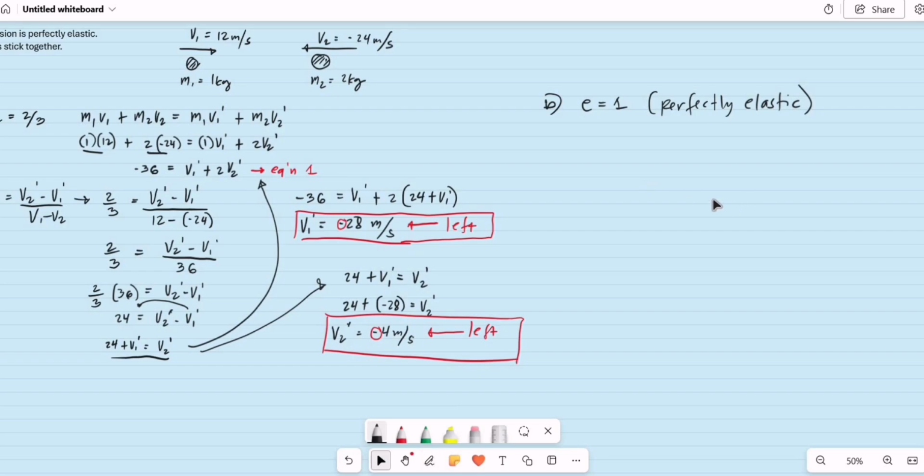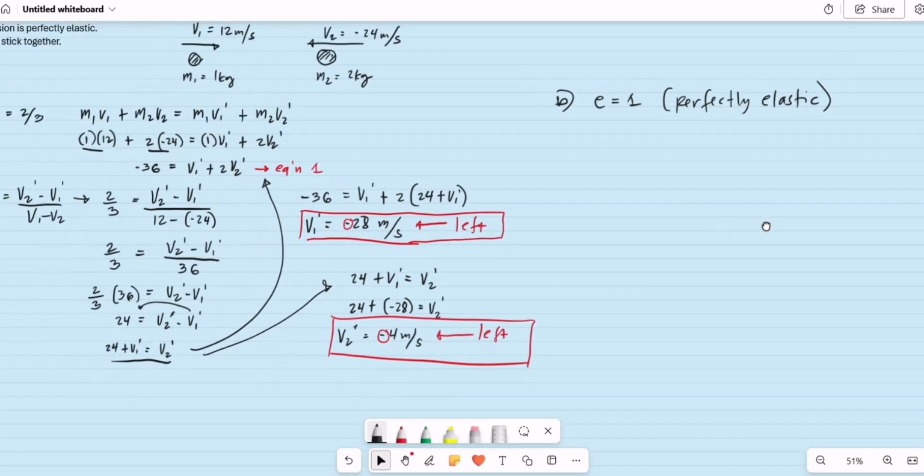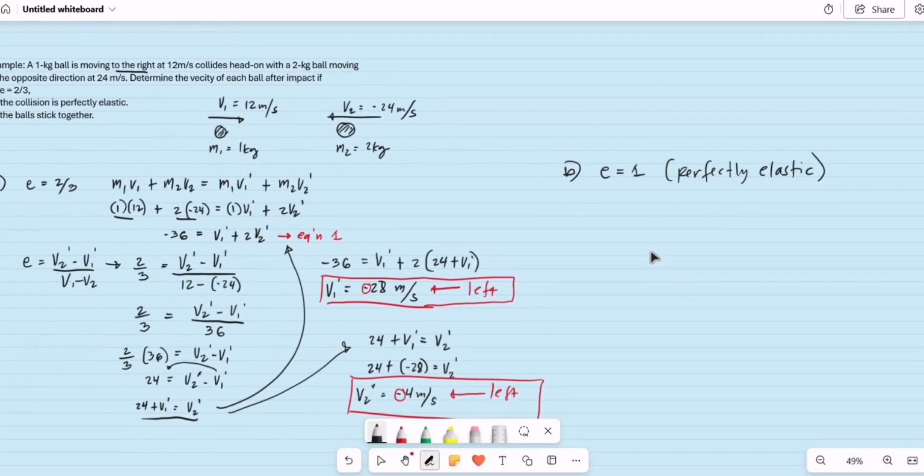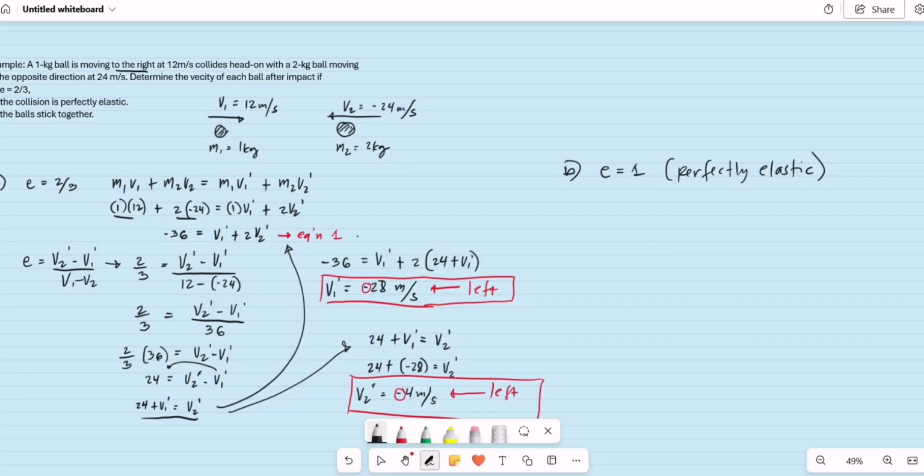So we have e equal to 1. The same equation: if e is equal to 1, they are to separate after a collision. We already have that equation from the problem in letter A. We are to use this equation from letter A and arrive at equation number 1, which is negative 36 equals b sub 1 prime plus 2 times b sub 2 prime.